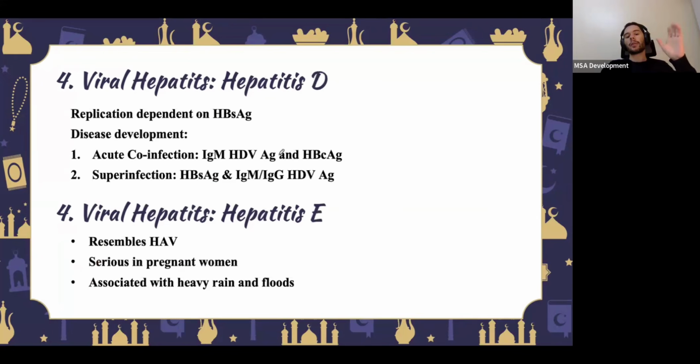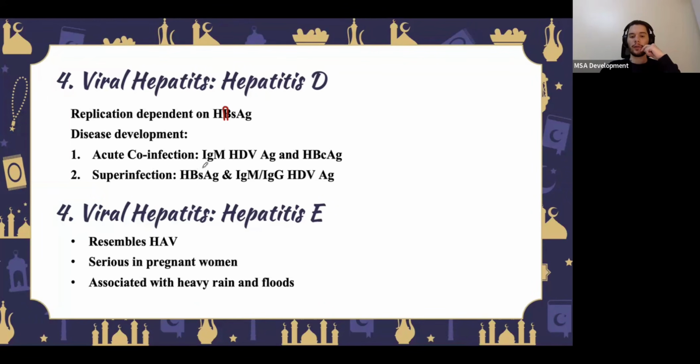Right? Then you have hepatitis D and hepatitis E. Those are really straightforward. Hepatitis D is dependent on the hepatitis B surface antigen, and so it cannot infect alone. And there are two ways it could do this, either through an acute co-infection. So this essentially means the patient got infected with hepatitis D and hepatitis B at the same time.